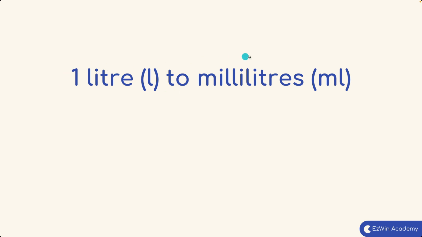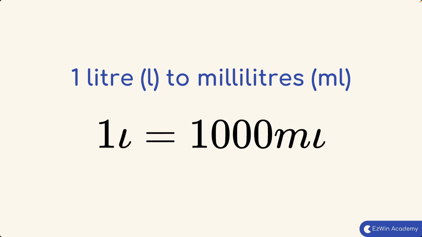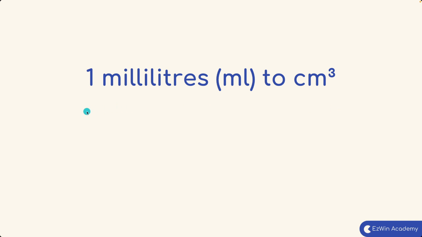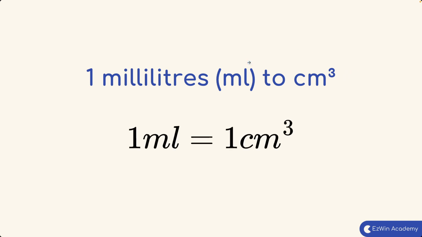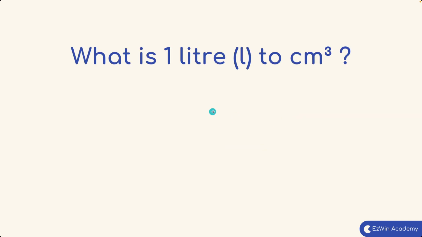How many milliliters are there in 1 liter? If your answer is 1000 milliliters, you are right. So 1 liter is equal to 1000 milliliters. What is 1 milliliter to centimeter cubed? If your answer is 1 milliliter to 1 centimeter cubed, you are right. Then another question is what is 1 liter to centimeter cubed?